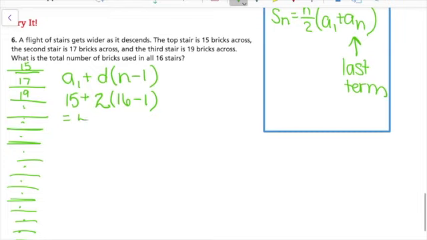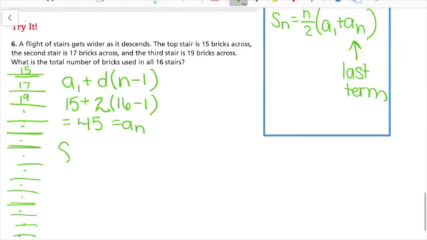So 45 equals a sub n. Now I have all the pieces that I need. I know that there are 16 rows, so 16 terms. In the first row is 15, and in the last row is 45.